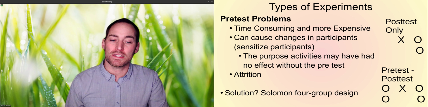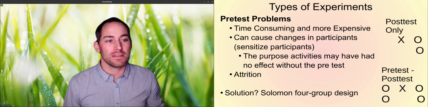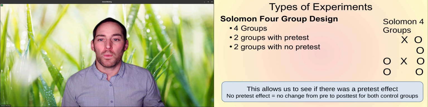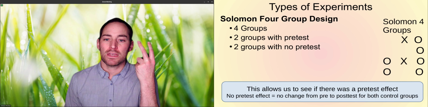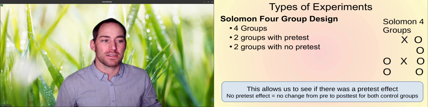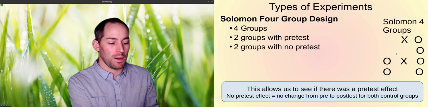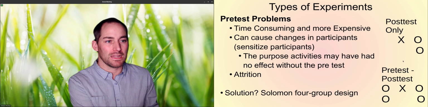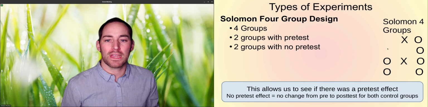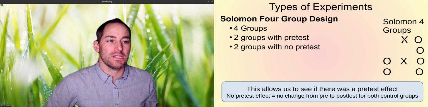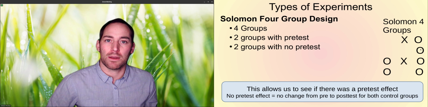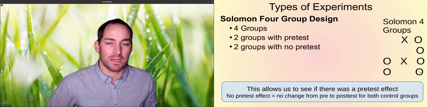So a solution to this is the Solomon 4-group design. So it basically takes the post-test only and the pre-test post-test design and lumps them together. So now we have 4 groups. 2 groups get a pre-test, 2 groups get no pre-test. So these 2 groups, you can see this one is like the post-test only, and this one is like the pre-test post-test. So doing it all together, now you have 4 groups. This group gets no pre-test, but they get the treatment, then they get the post-test. This group gets no pre-test, no treatment, then a post-test. This group gets pre-test, treatment, post-test. This group gets pre-test, then post-test.